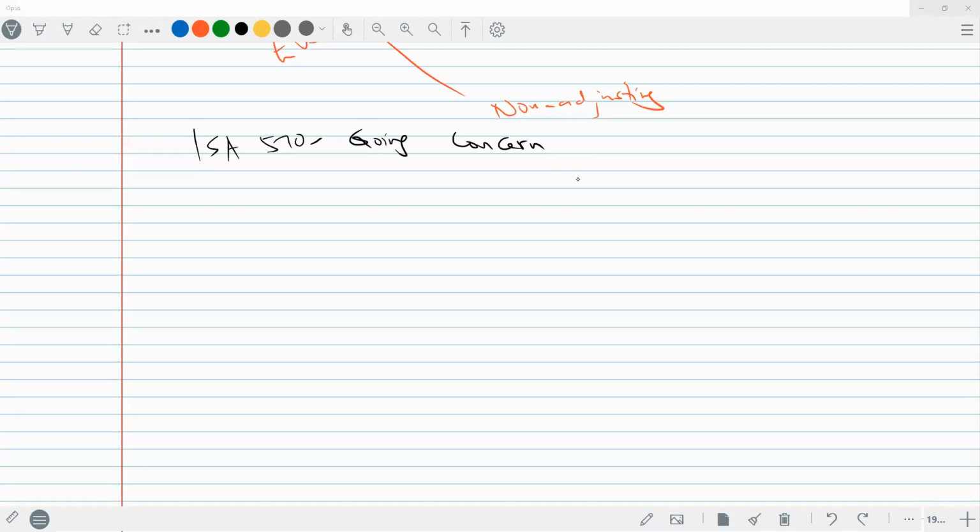Because sometimes the examiner asks, what is your responsibility as an auditor with regard to the going concern as required in ISA 570, the going concern assumption, the going concern review?